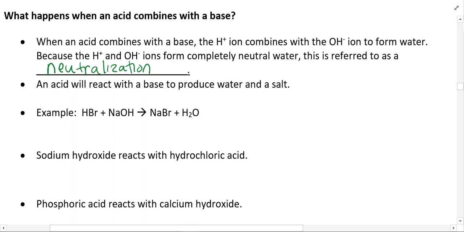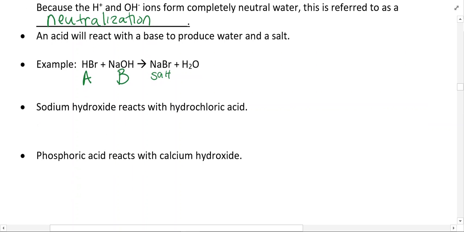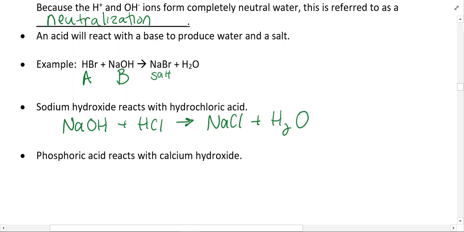So a salt is just a generic term to describe an ionic compound in this case, so it doesn't necessarily mean NaCl. So in looking at this example, we have an acid plus a base to give our salt and water. So in this case, our salt would be NaBr. There's a wide variety of salts out there, depending on the reaction that you're working with. So sodium hydroxide, NaOH, reacts with hydrochloric acid, HCl, to produce NaCl plus H2O. So just like before, we would need to balance this reaction. This one's actually already balanced.